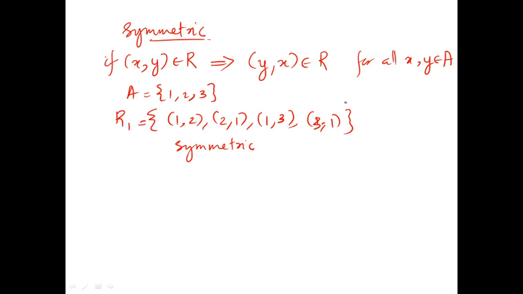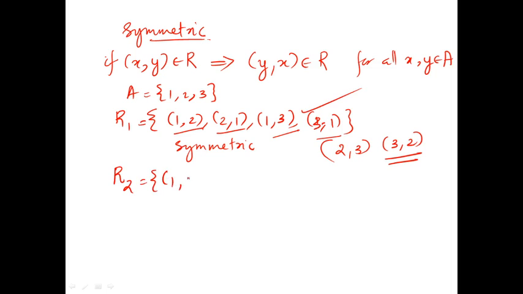Is it necessary that all the elements should be paired with this? No need. If (1,2) is there, (2,1) should be there. If (1,3) is there, (3,1) should be there. If (2,3) is there, (3,2) should be there. Okay. So, this is an example for a symmetric one. What about this case?